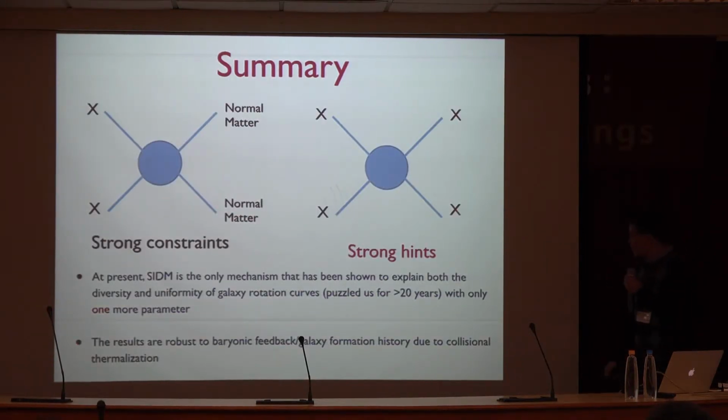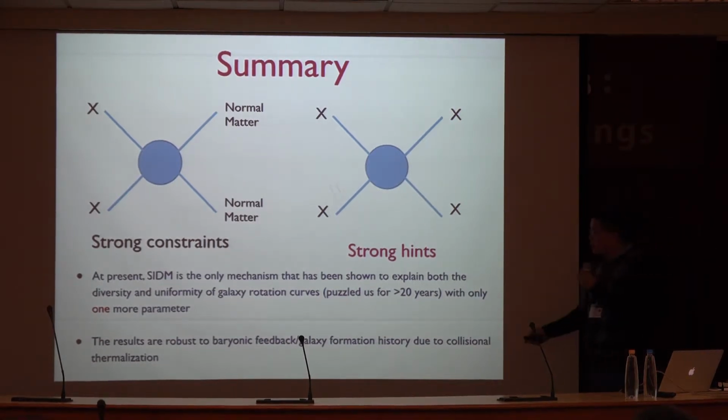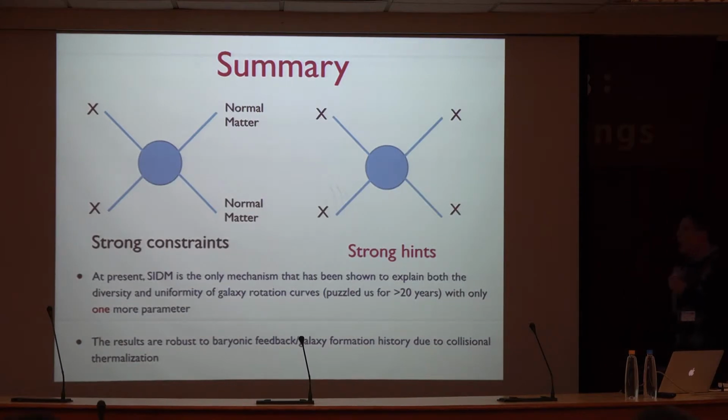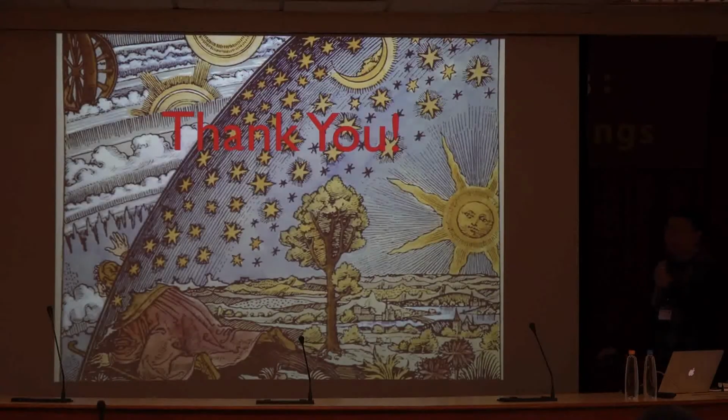Let's just summarize. There are strong constraints on dark matter interactions with standard model particles, and there are strong hints for dark matter self-interactions. Today, SIDM is the only mechanism that has been shown to explain both the diversity and the uniformity of galaxy rotation curves, an issue that has been part of the field for more than 20 years, with only one more parameter, the cross-section, right? And the results are robust to feedback in galaxy formation due to the collisions. I'll just skip this. Thank you very much.